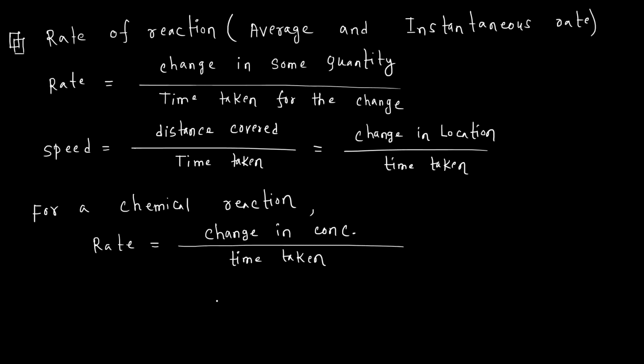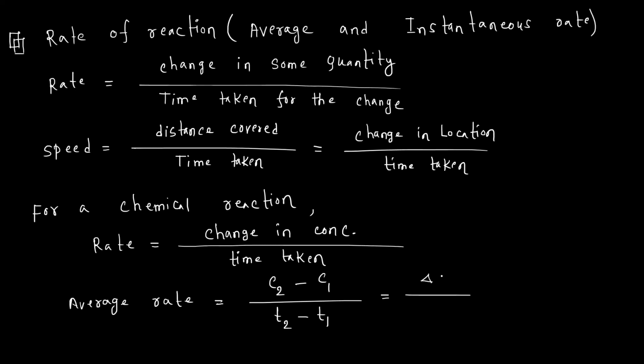If the rate is measured for a long interval of time, then the rate is called average rate. So the average rate will be final concentration minus initial concentration divided by final time minus initial time, is equal to del C upon del T.